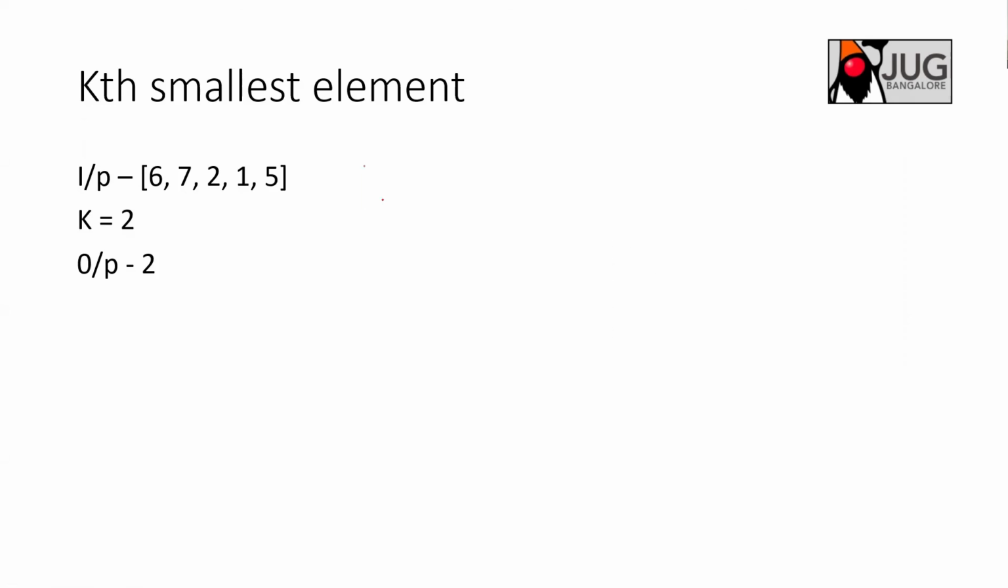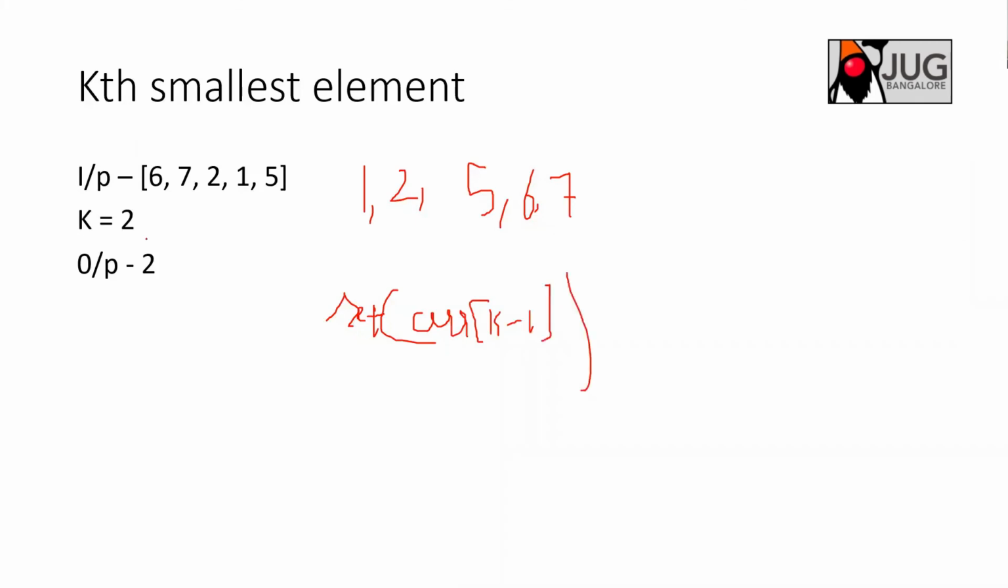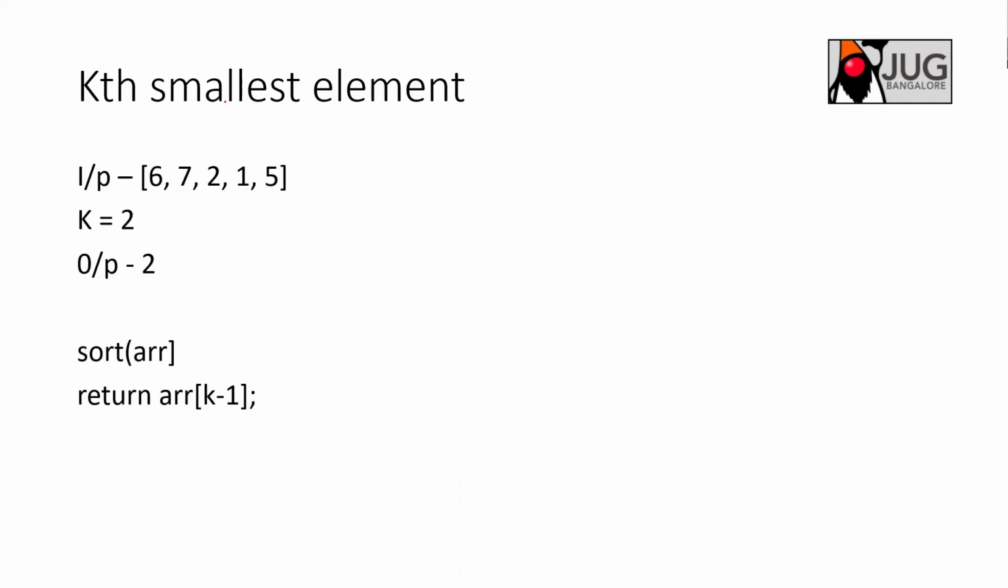So I'll get 1 after sorting. I will get 1, 2, 5, 6, and 7, right? So what I'm doing, I'm returning array of k minus 1. So what is k here? K is 2, right? 0, 1. So I'll return this one. So that is your kth smallest element. That is how you can do it. You can do the sort and then return array of k minus 1.